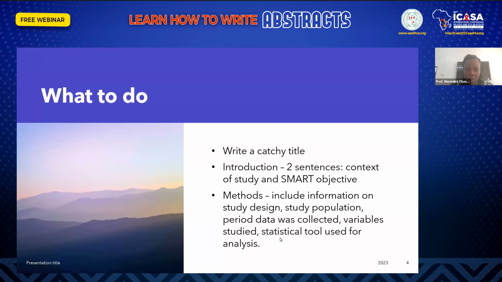The last thing we look for in the methodology is the statistical tool you used, be it for quantitative or for qualitative assessment. What did you use for your analysis? This is very important information.